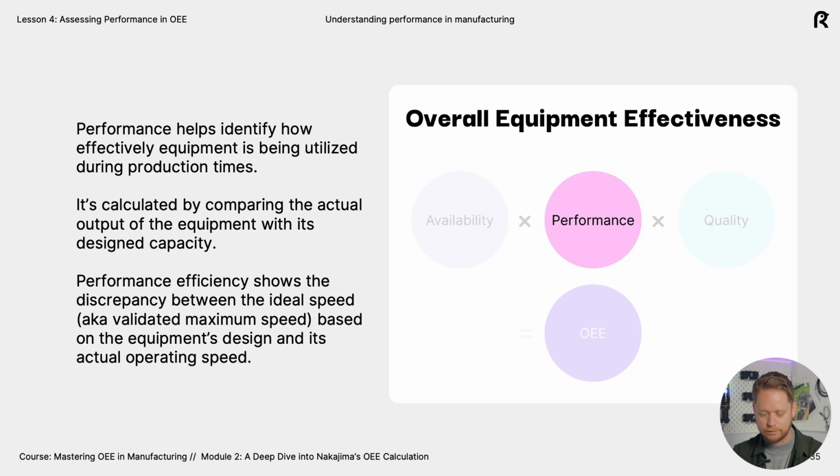Performance is the second component of OEE and helps identify how effectively equipment is being utilized during production times. It's calculated by comparing the actual output of the equipment with its design capacity. Performance efficiency takes into account the discrepancy between the ideal speed, aka the validated maximum speed, based on the equipment's design and its actual operating speed.